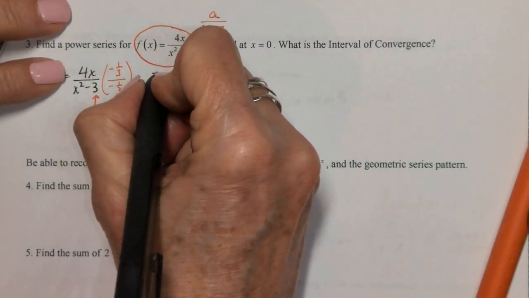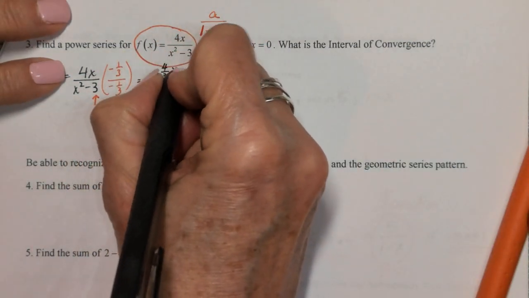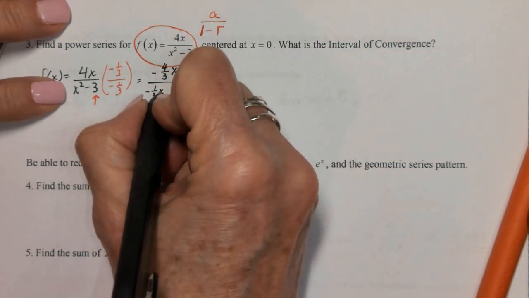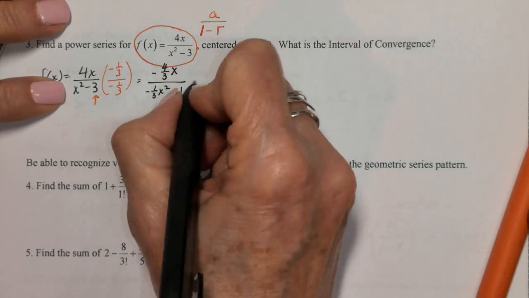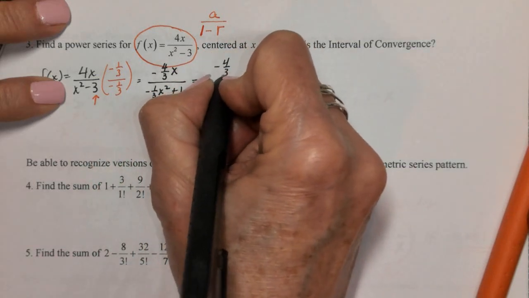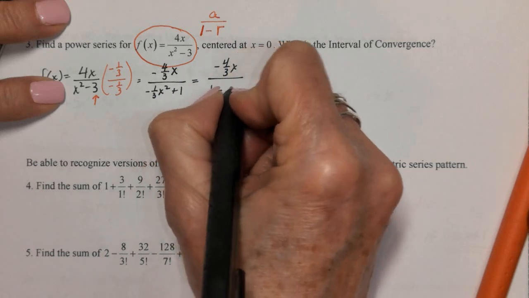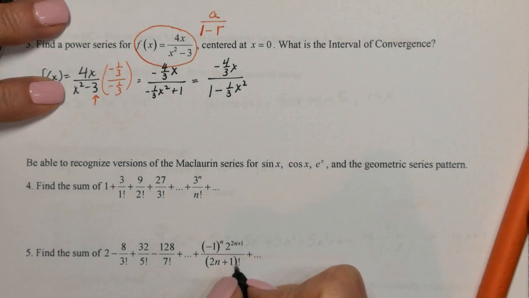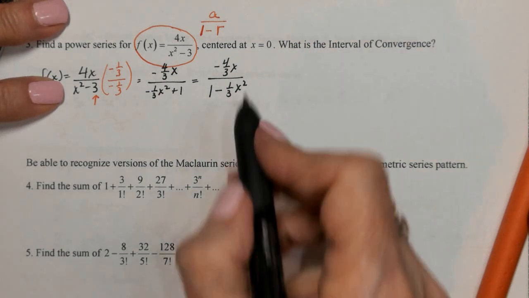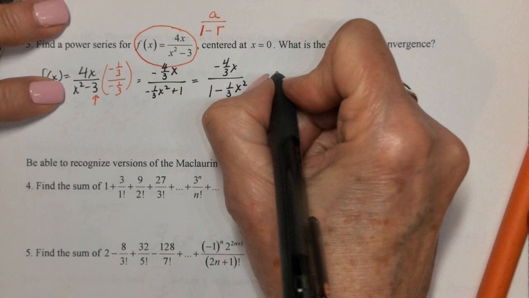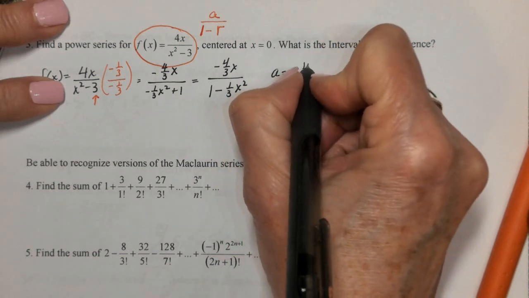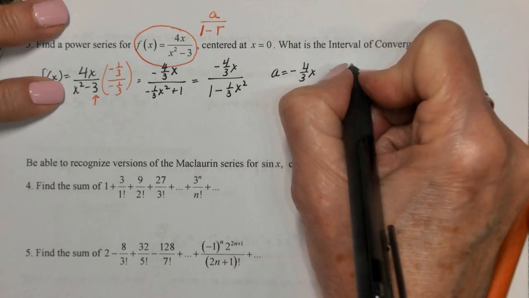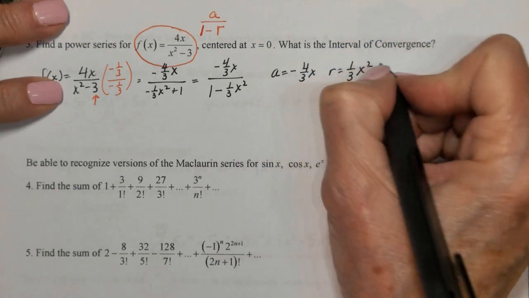And we will get negative 4/3 x divided by negative 1/3 x squared plus 1. Which, of course, we could rewrite as 1 minus 1/3 x squared in the bottom. Okay? Now it's exactly in that form. So the first term is negative 4/3 x, and r is positive 1/3 x squared.